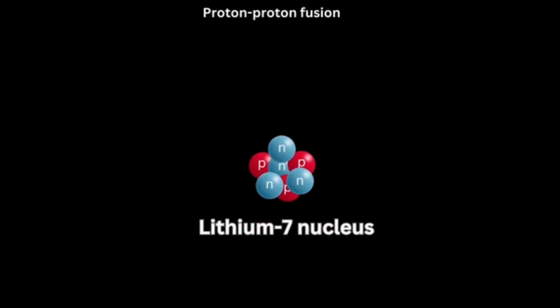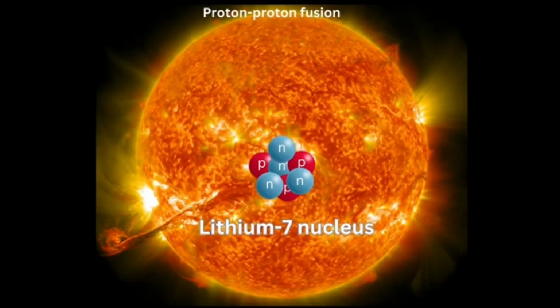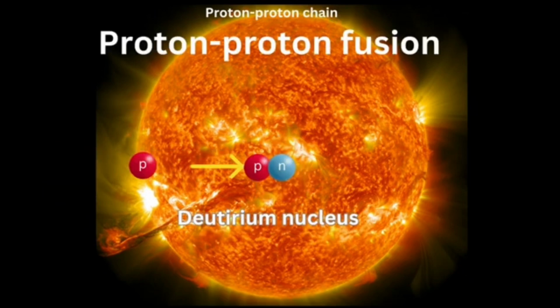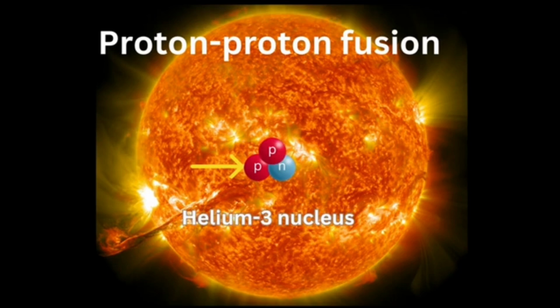The lithium-7 nucleus does not directly take part in subsequent fusion processes within the Sun after the beryllium-7 decay. As was mentioned in the earlier steps of the proton-proton chain, the primary reactions in the Sun's core involve the fusion of protons to generate helium nuclei.